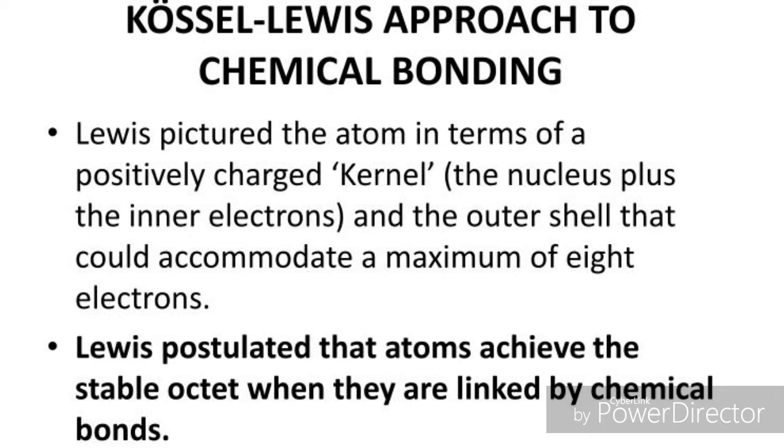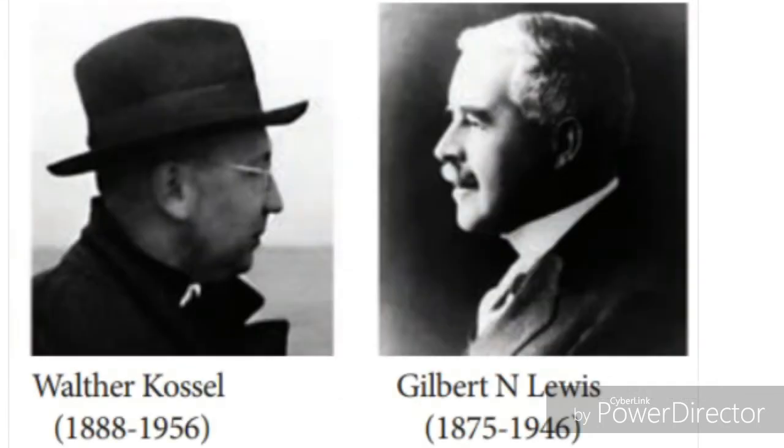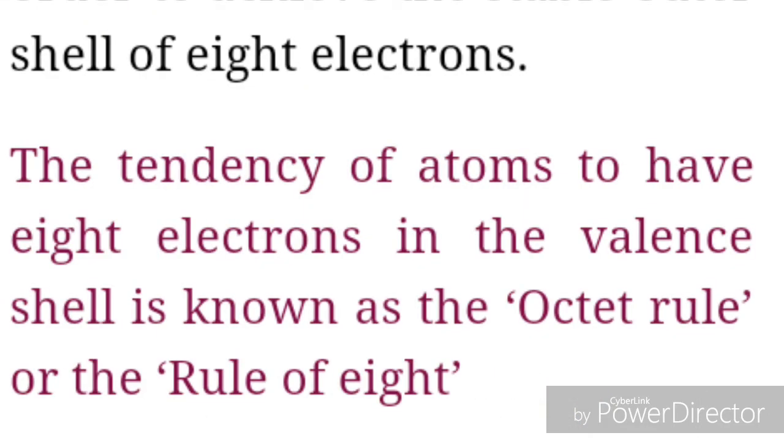Students, Walther Kossel proposed ionic bond, and Gilbert Lewis proposed covalent bond. So both are important contributions in chemical bonding. Different types of examples are there, ionic compounds and covalent compounds. Now let us see what is octet rule. The tendency of atoms to have 8 electrons in the valence shell is known as octet rule or the rule of 8.